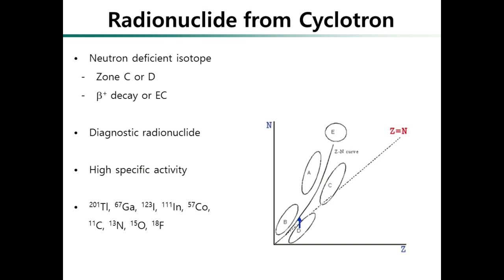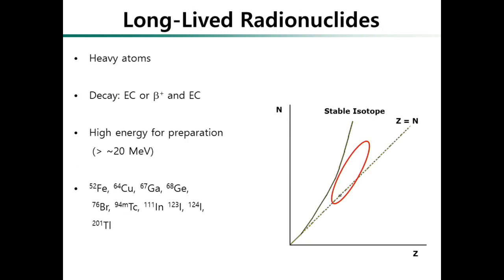Radionuclides from a cyclotron normally produce positrons or sometimes gamma rays. As you can see here, thallium-201 or indium, or every other C11, F18, CFNO compound from the cyclotron. Sometimes you can produce long-lived radionuclides like copper-64 or technetium-94.